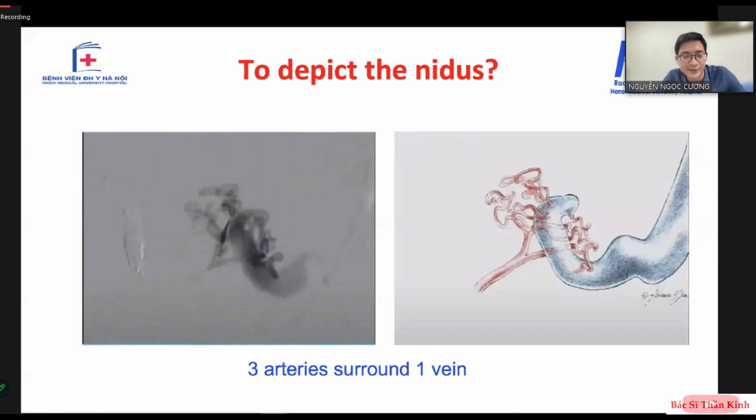To depict the nidus, the most important imaging modality is angiography, because with angiography we can see the real-time dynamic. We inject the contrast at the arterial phase, the early phase, and then we see the arteries and the drainage vein at the same time. That is the nidus. That is the nidus appearance.